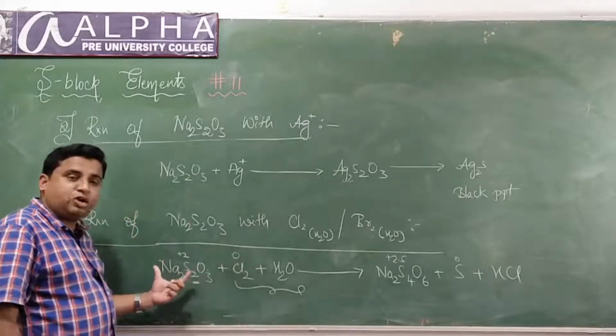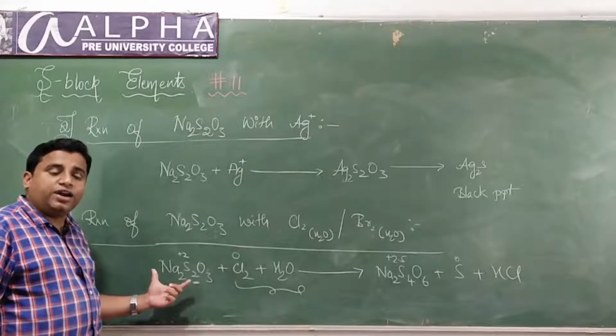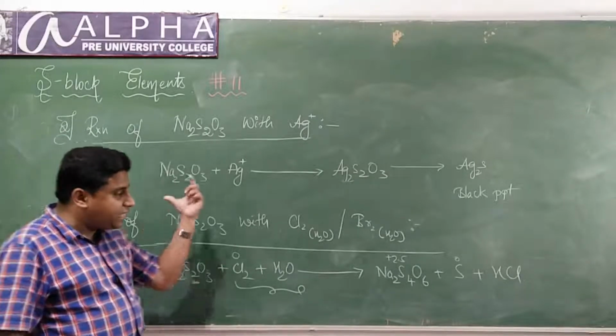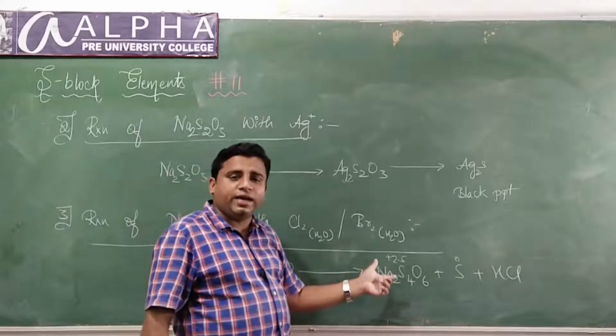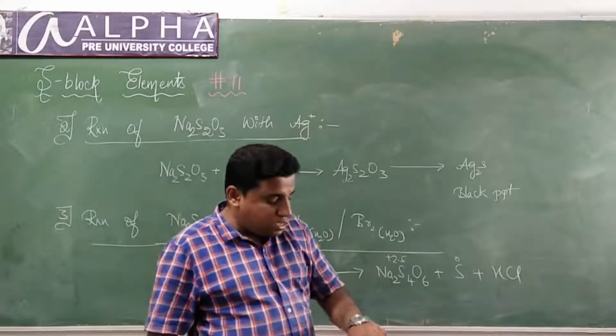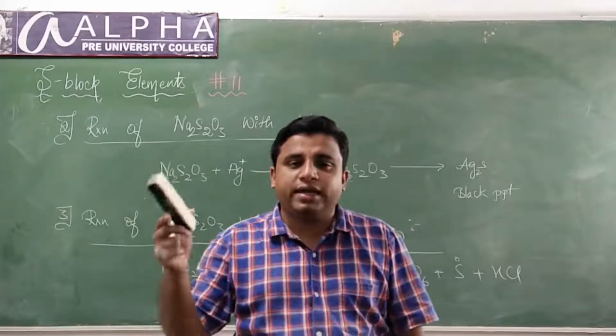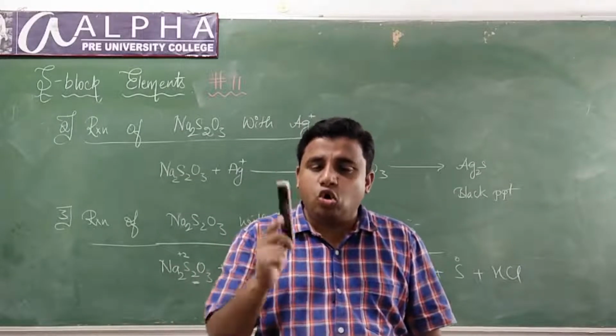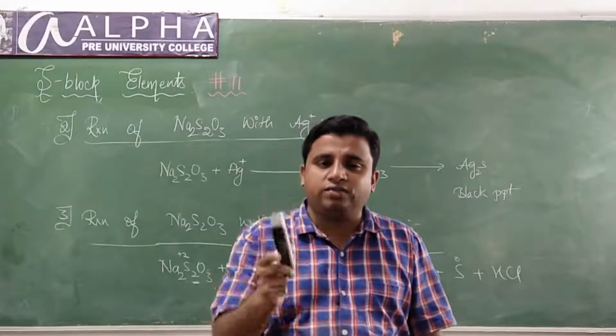So chlorine is reduced. That means sodium thiosulfate is acting as a reducing agent. I told you, whenever it acts as a reducing agent, it itself gets oxidized to Na2S4O6. So guys, that is all about the chemical properties of sodium thiosulfate. Hope you have learnt it. Hope you have understood it.